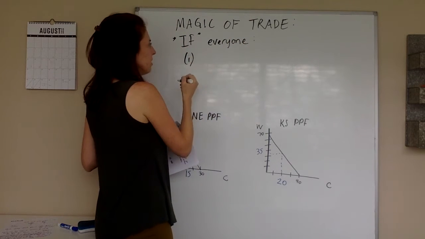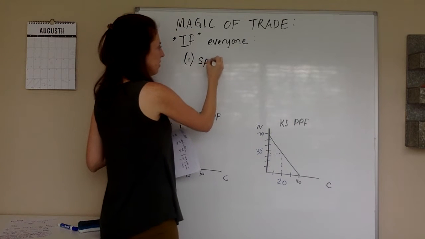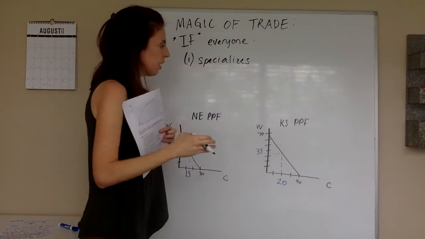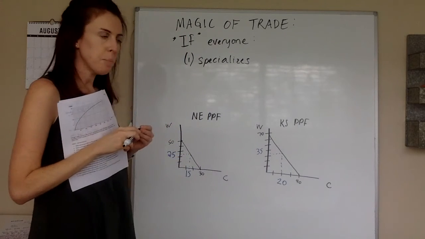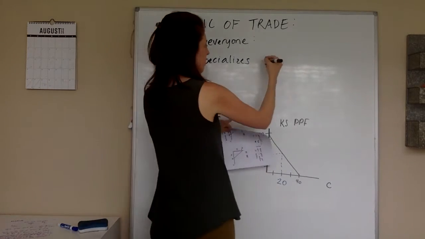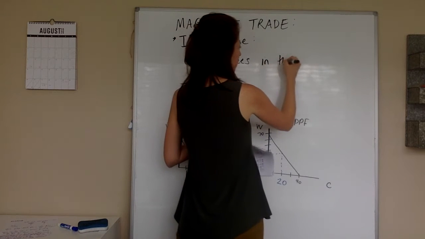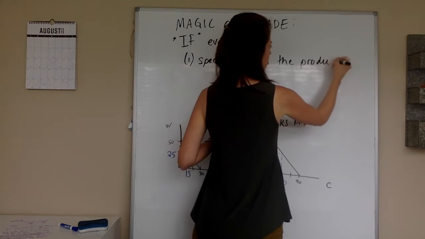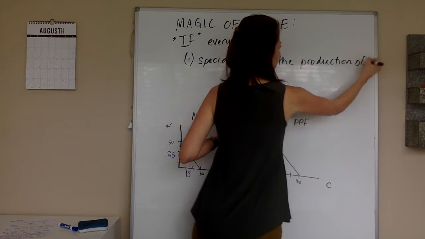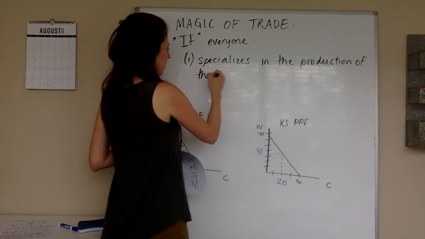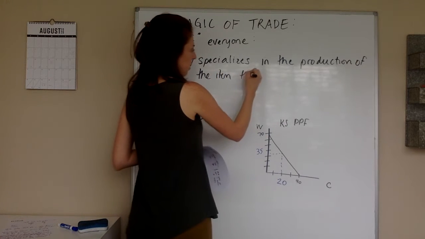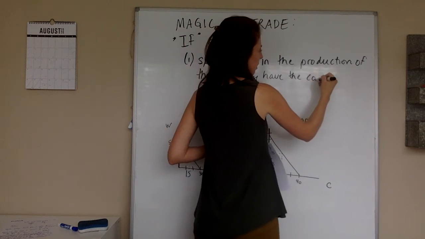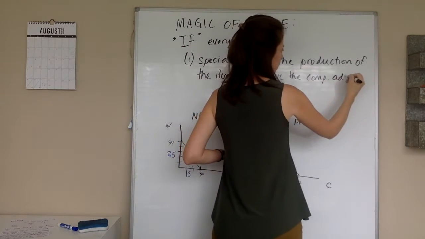The first thing is if everyone specializes in the production of the item they have the comparative advantage in.